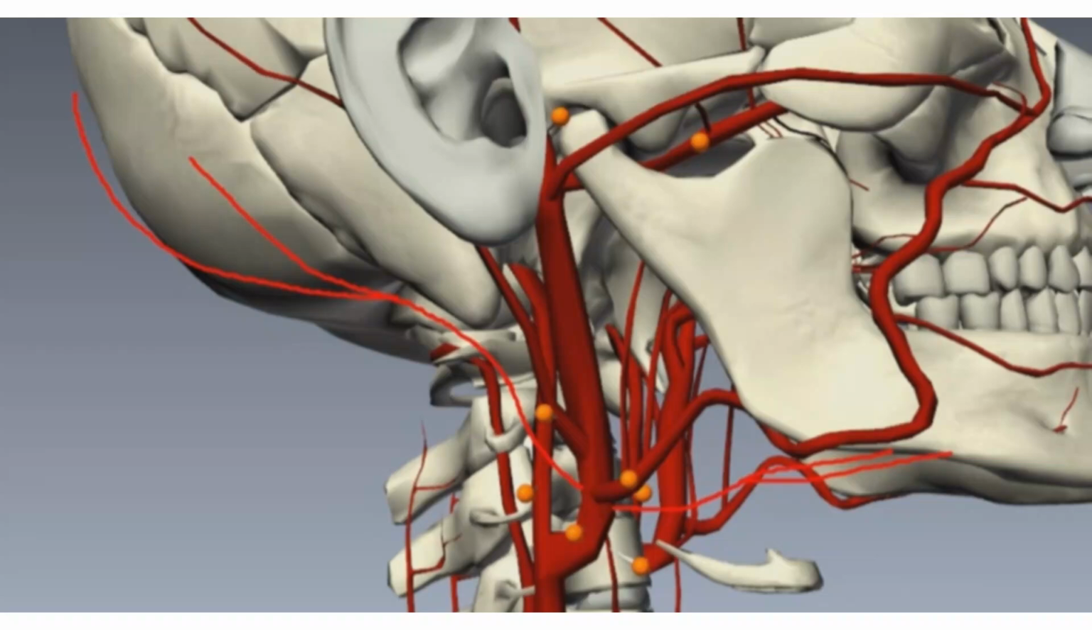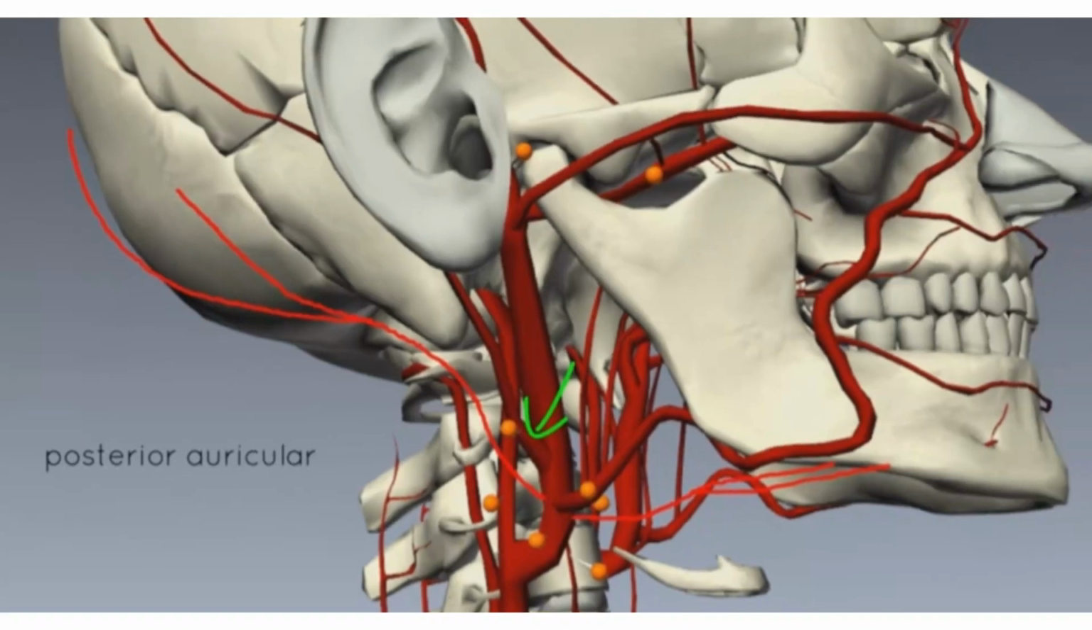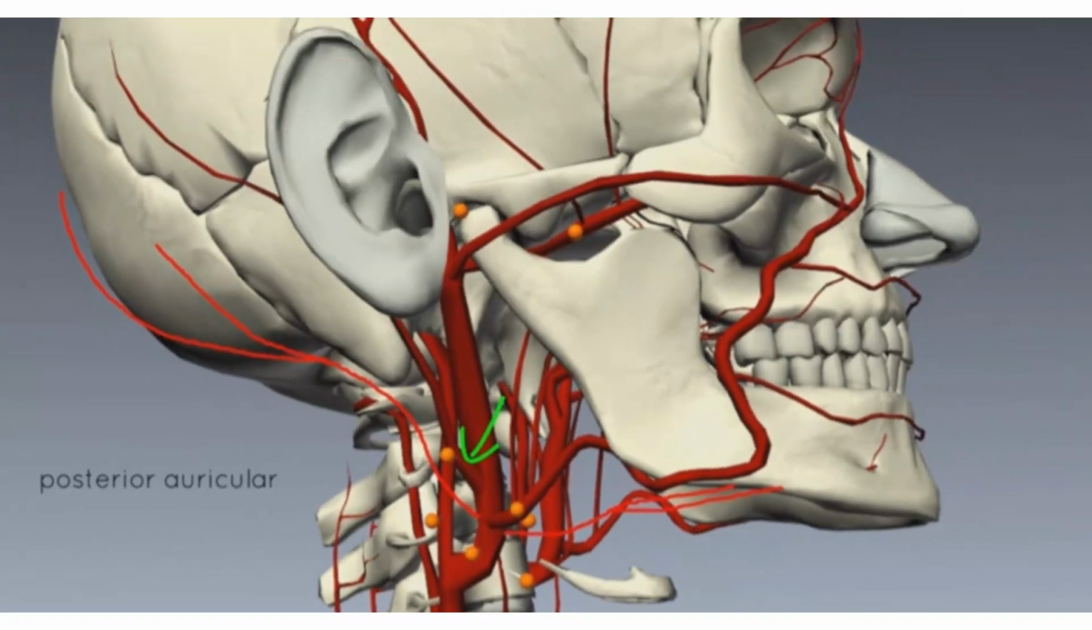Again, coming off the posterior surface of the external carotid artery, we've got the next branch, which is the posterior auricular artery. You can see this artery here, which is pinned, and it runs behind the ear, which gives rise to the name auricular. Posterior auricular means behind the ear. The next two arteries are the terminal branches of the external carotid.